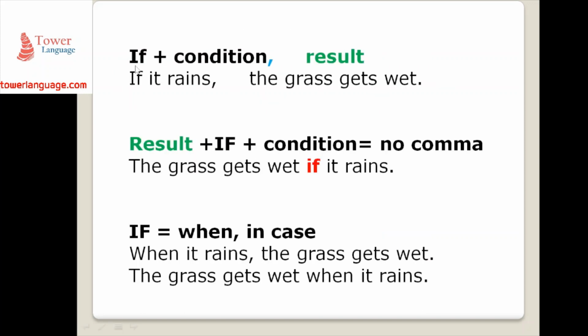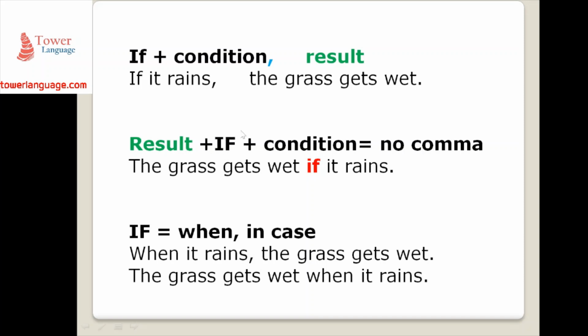Again, if, and then we have to explain the condition. After that, we have the main clause that talks about the result. If it rains, the grass gets wet. As we've mentioned, we can also say it the other way around, beginning with the result. And then after that, obviously, we would have to use if.